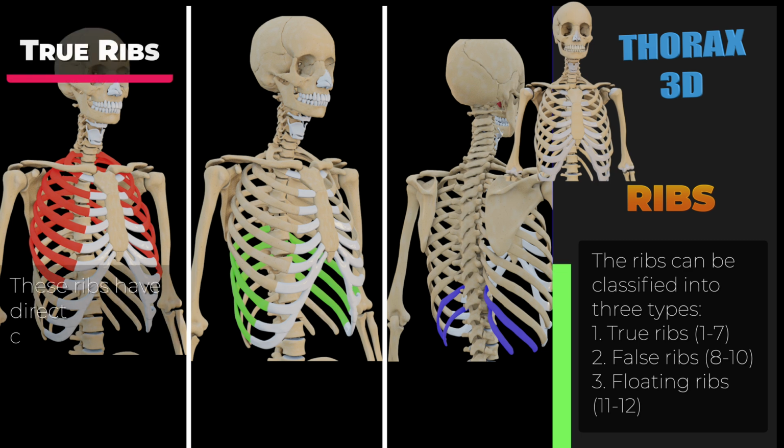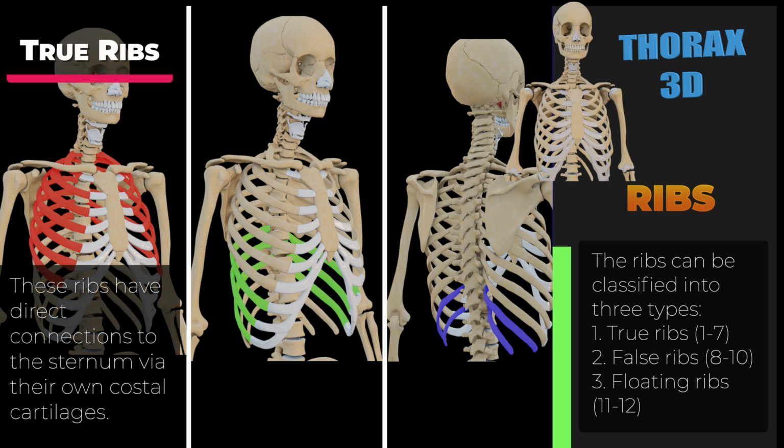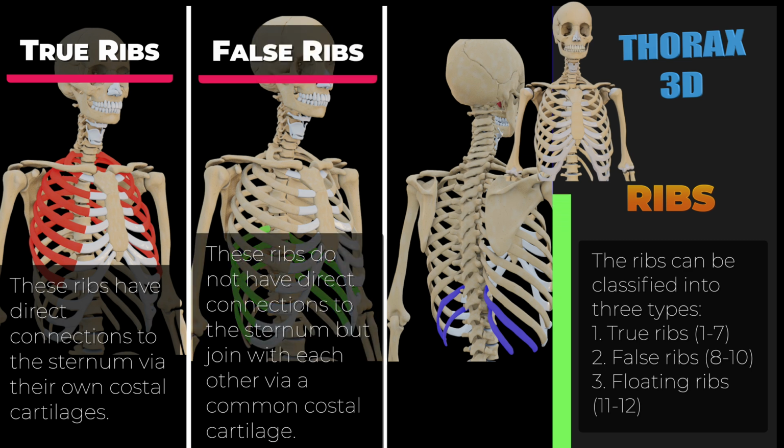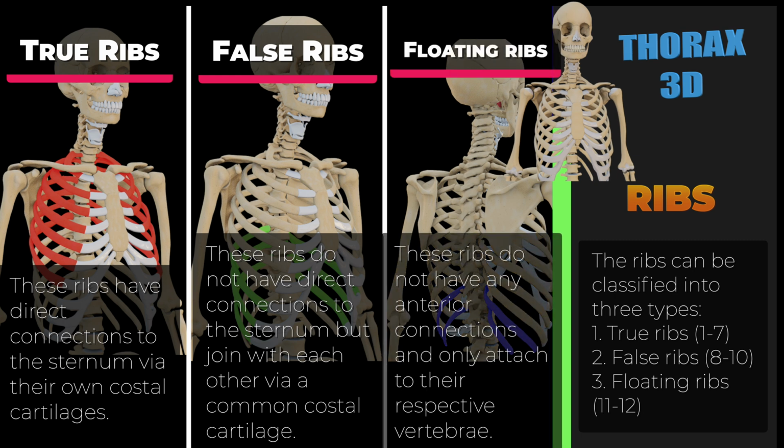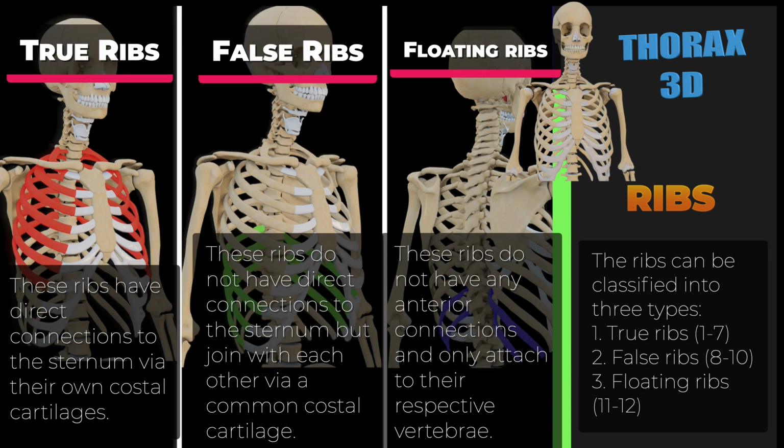True ribs, 1 to 7. These ribs have direct connections to the sternum via their own costal cartilages. False ribs, 8 to 10. These ribs do not have direct connections to the sternum but join with each other via a common costal cartilage. Floating ribs, 11 to 12. These ribs do not have any anterior connections and only attach to their respective vertebrae.